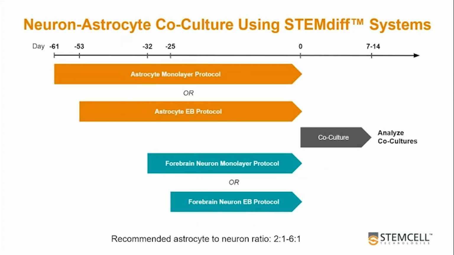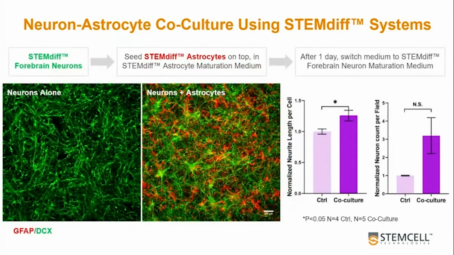This is the workflow of neuron-astrocyte co-culture using our products. It's very straightforward and easy to use. Our data show that forebrain neurons and astrocytes produced by our kits can be cultured together with our forebrain maturation medium. Interestingly, neurons with astrocytes had longer neurite outgrowths, as well as a better survival rate compared to the control group.